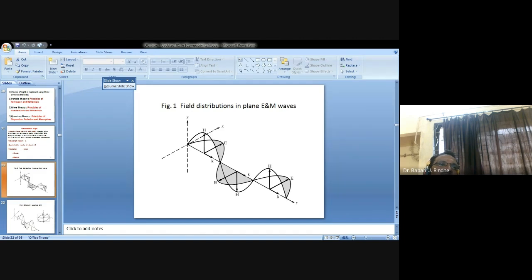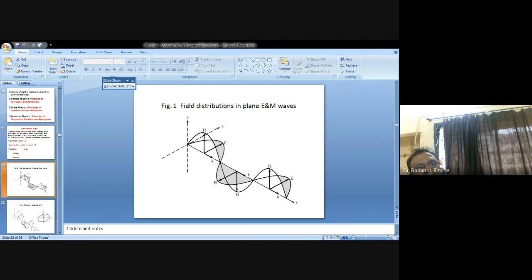Therefore E is perpendicular to H: E is parallel to the x-axis, H is parallel to the y-axis, and the propagation of light along the z-axis is indicated by K, the propagation constant.